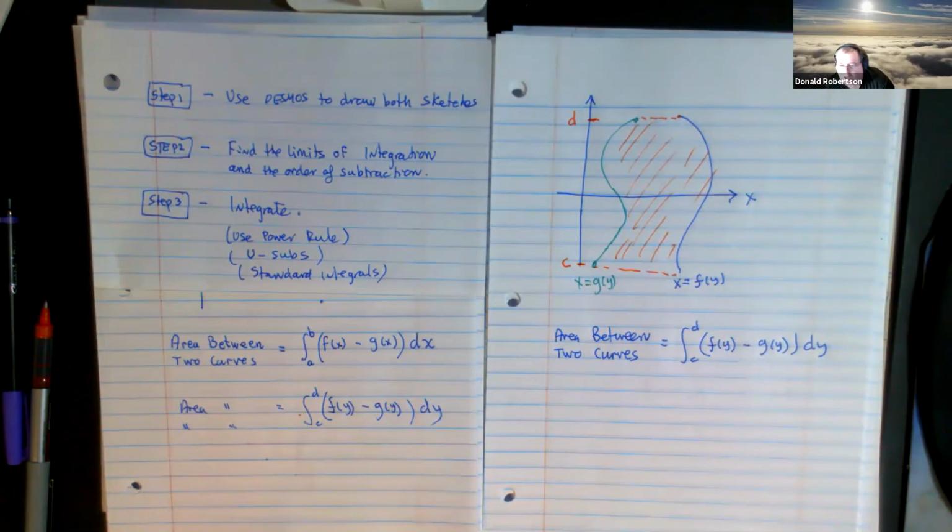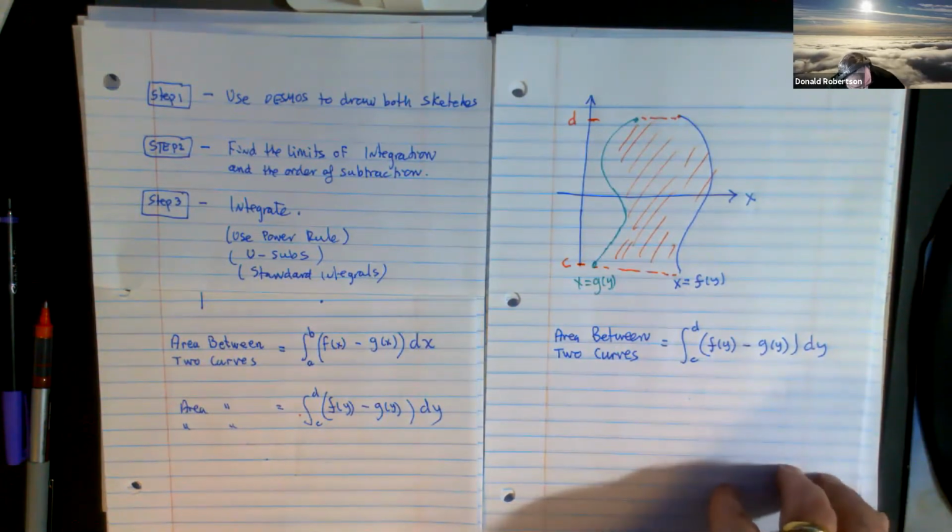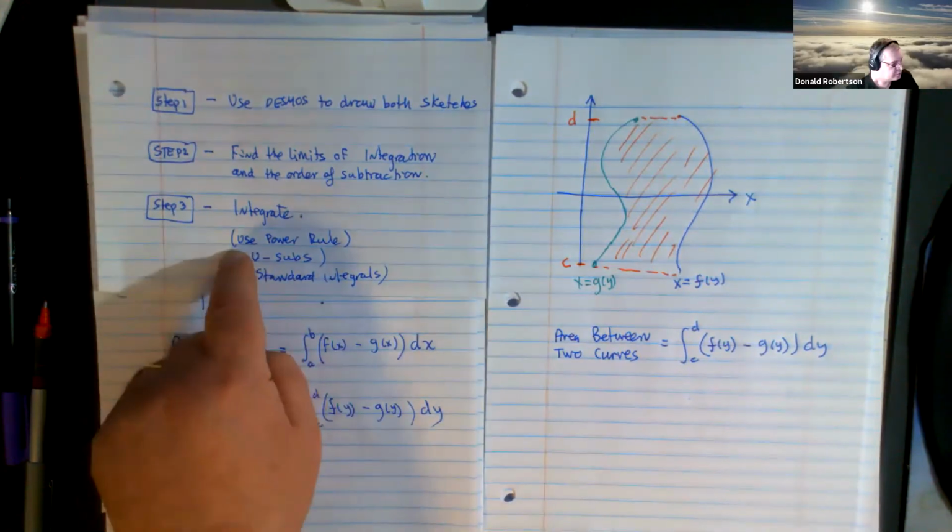And the only difference is that we're going to integrate with respect to y. So it means that your answer might be, y cubed take away 2y that you integrate. It's the same process, right? You use power rules, you use u subs, you use standard integrals to get the numerical answer, and you're finished.